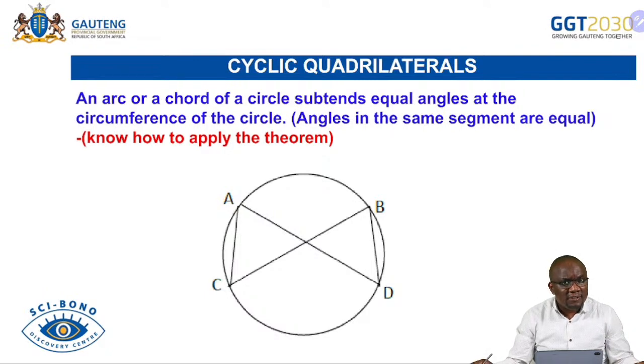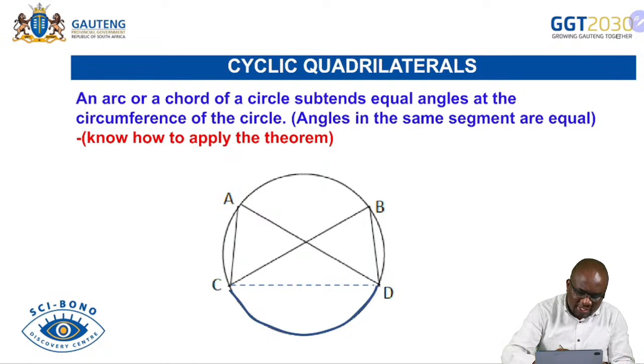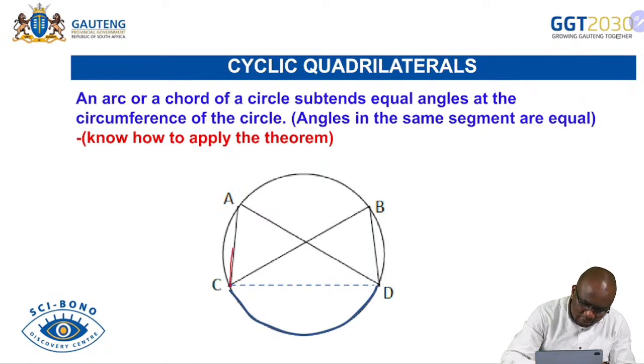Can you see the arc? Right, do you see this one? I've highlighted it there. Arc CD or chord CD. Do you see that? So there's an angle here. You see? There's an angle here subtended at the circumference.